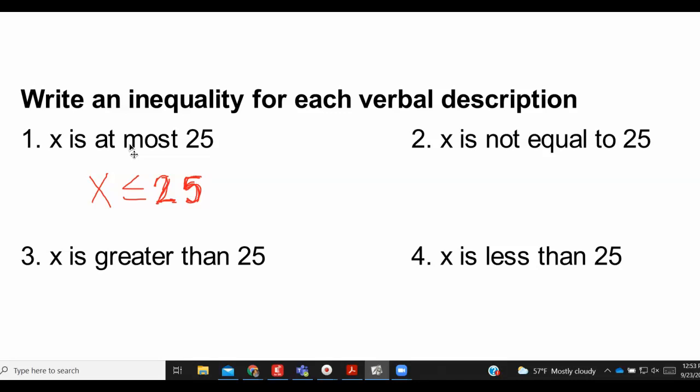X is not equal to 25. So now it means X can be any number in the world except 25. X is greater than 25. So it's not equal to. X is less than 25. So again, not equal to.